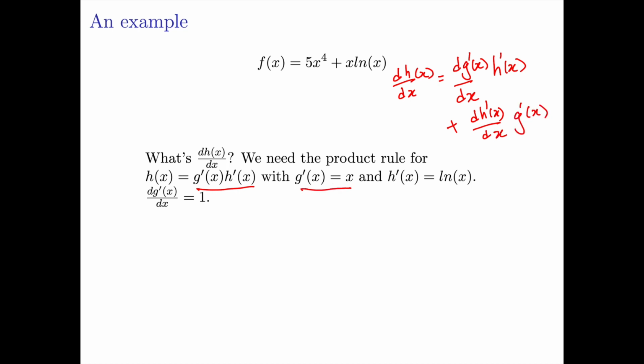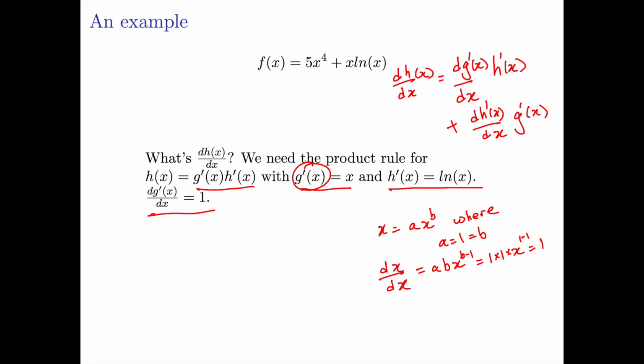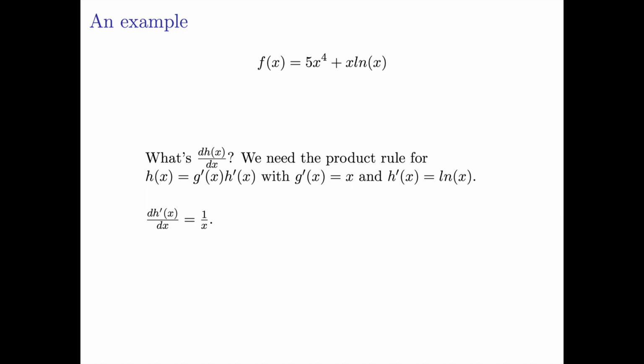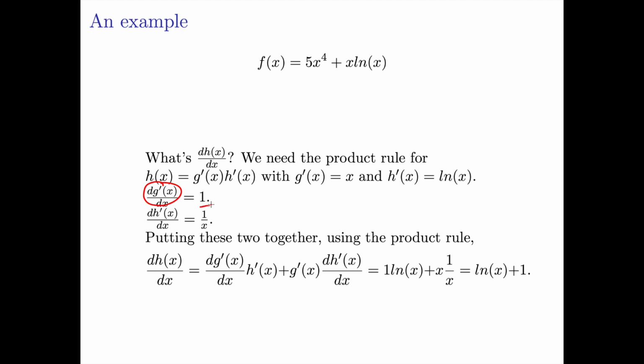Again, g prime of x is x and h prime of x is log x. Easy enough to see that the derivative of this with respect to x is just 1. To use this product rule, we still need to calculate dh prime of x, dx. But it's simply the log, so it's just 1 over x. So now we have all the components we need to use the product rule to find the derivative of h. dg prime of x is just 1. dh prime of x is 1 over x.